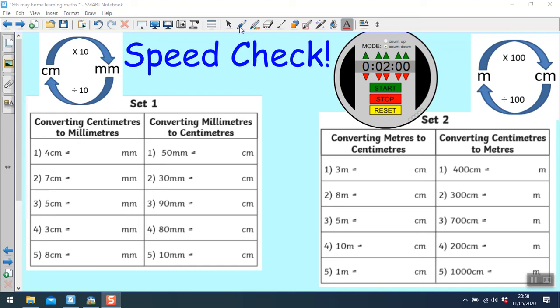You have got 2 minutes. What I suggest you do is just write the answer to each one going down. So you've got 20 questions to answer. Off you go.